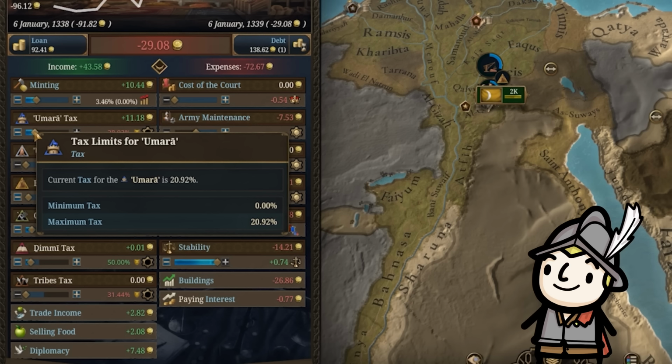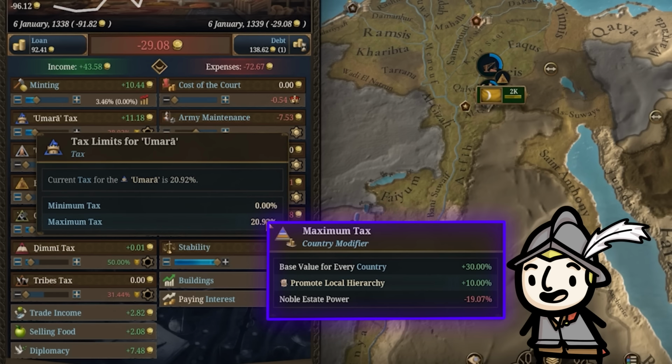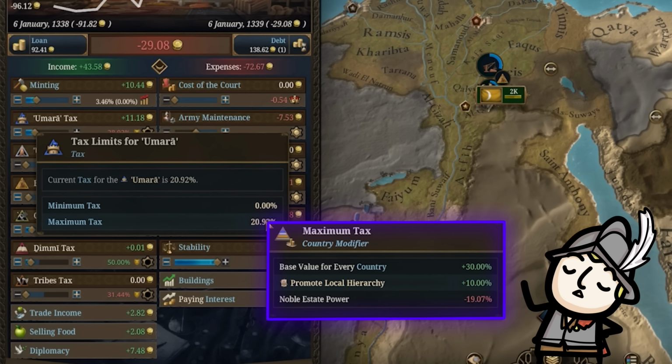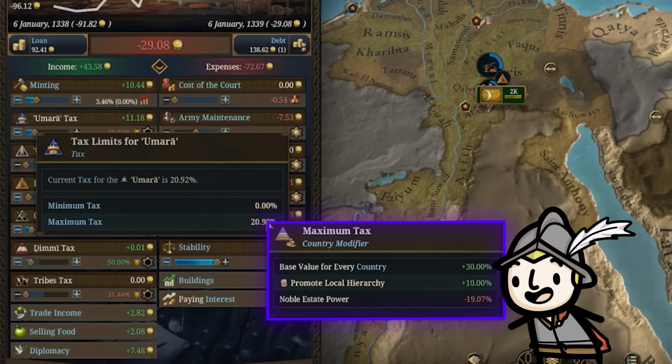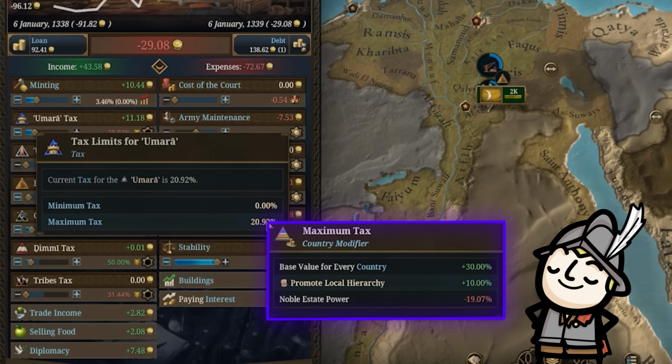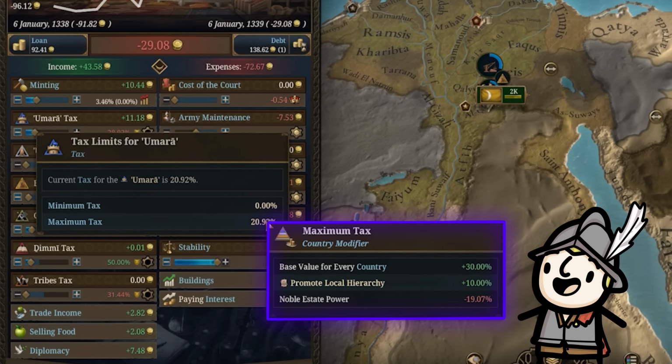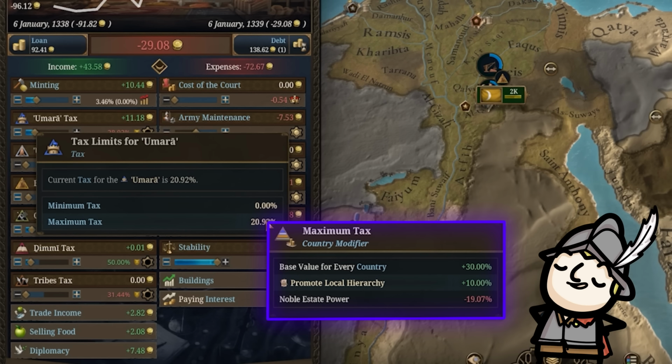But a major contributing factor of where this number is coming from is how powerful the estate is. Here you can see that the large power base that the nobility currently has is decreasing the amount of taxes I'm allowed to extract from them. So a powerful estate will accept a smaller tax burden from you.